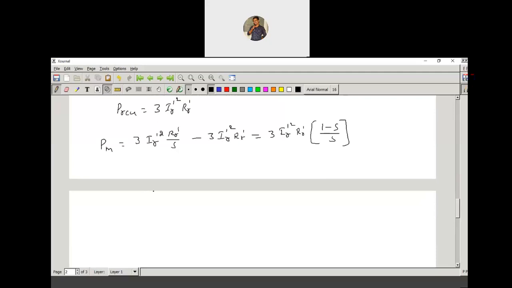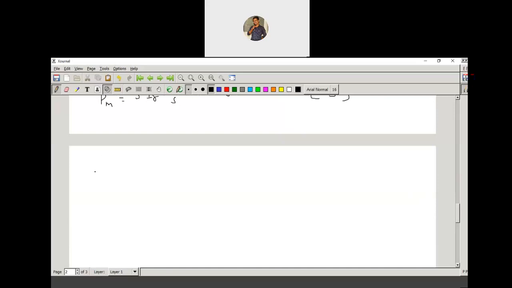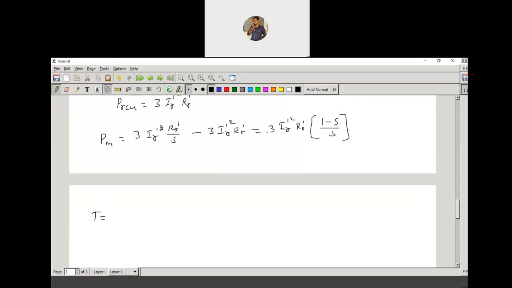From this, you can find out the torque expression. T equals, we have already seen, the mechanical power developed divided by the motor speed. What we observe is that this mechanical power developed is 3 times this value. Let me make a copy of that value here.